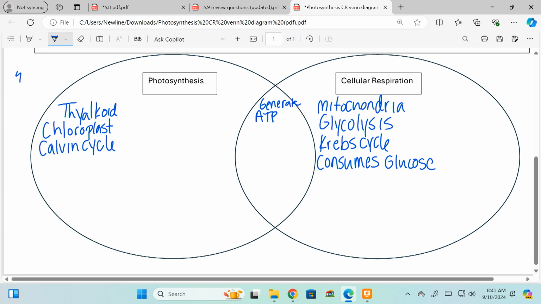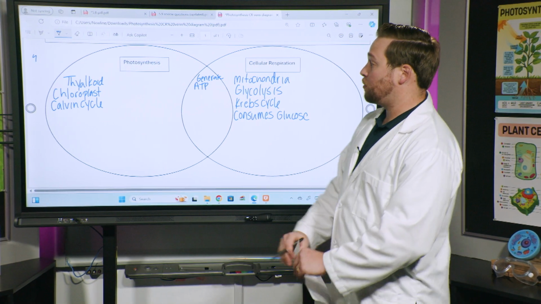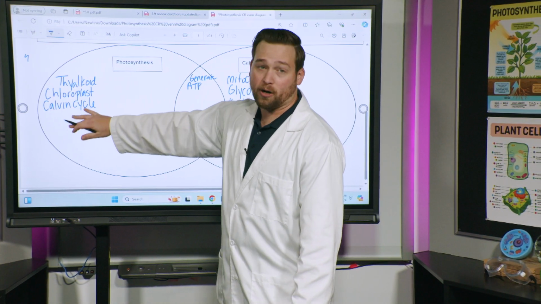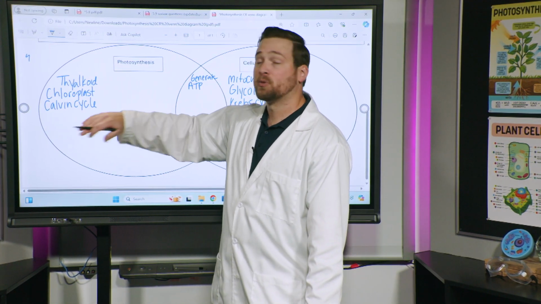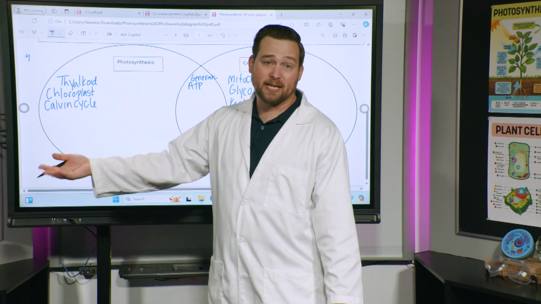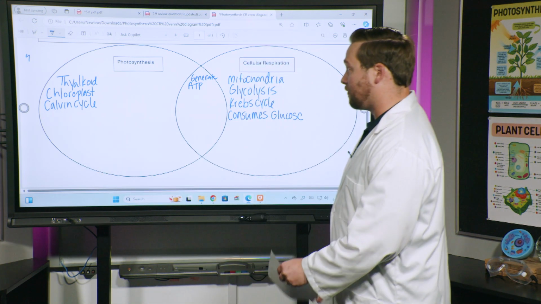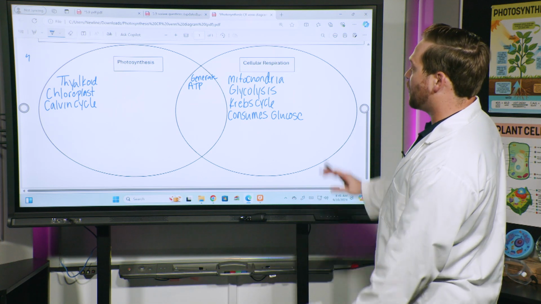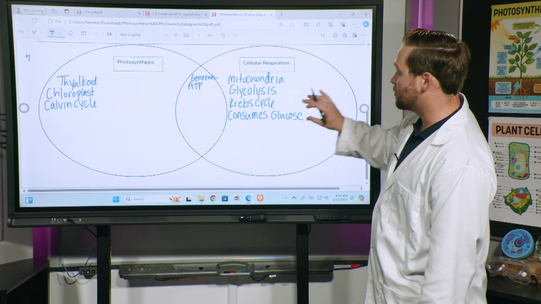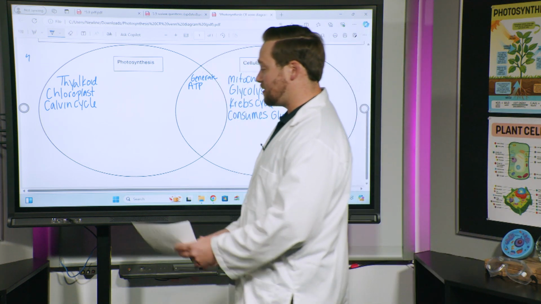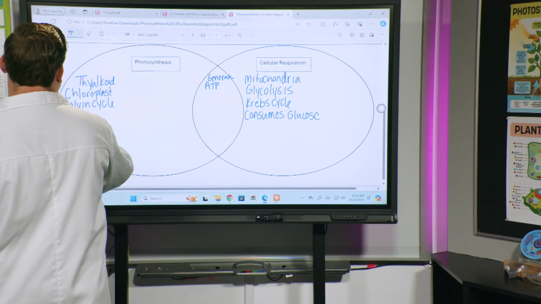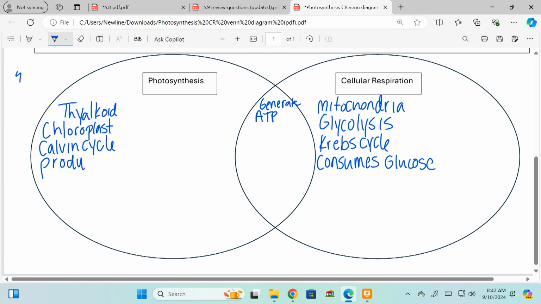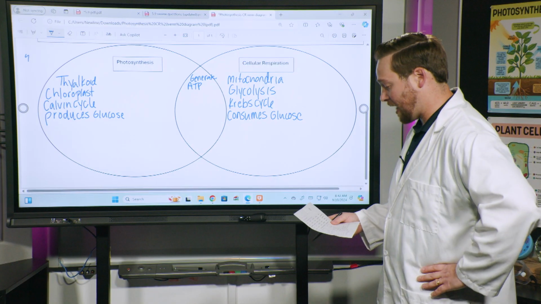But this has a couple of different names. Sometimes people call the Calvin cycle the dark reactions, that's not a good name for it, or the light independent reactions, that's a better name for it. Okay? The next one here is produces glucose. Cellular respiration consumes glucose, and photosynthesis is the one that produces glucose. That's kind of the whole goal here. It's one of the most important things happening in photosynthesis, making that glucose.